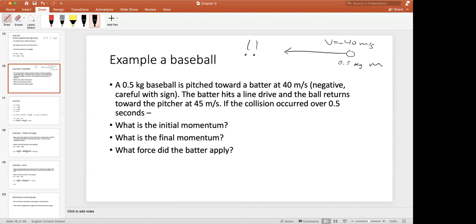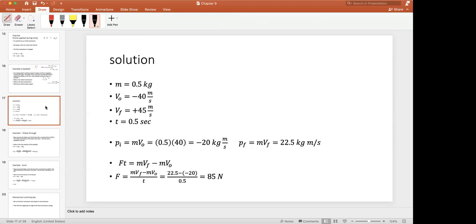So if the ball's coming in and the batter hits it, the batter applies a force for some time, and that time is 0.5 seconds. And what happens is the ball goes the other way now with a final velocity of 45 meters per second. And what I want to know is what's the initial momentum, what's the final momentum, and then how much force was applied by the batter. So this is pretty easy. We know that the mass was half a kilogram. We know the initial velocity as it came towards the batter was 40 meters per second negative.